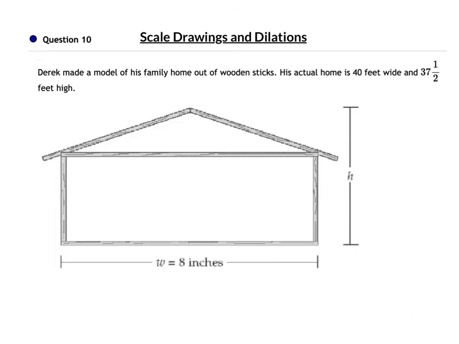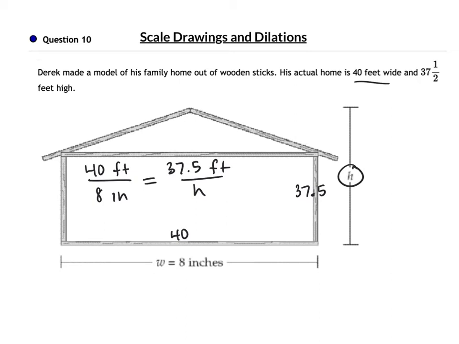In question 10, it's a lot like the last one. They just give the information a different way. We have a model and we have a scale. His actual home is 40 feet wide, which would go right here. And the actual height is 37.5, 37 and 1/2. I know then that 40 feet over 8 inches equals 37.5 feet over h inches. That's what I'm trying to find.